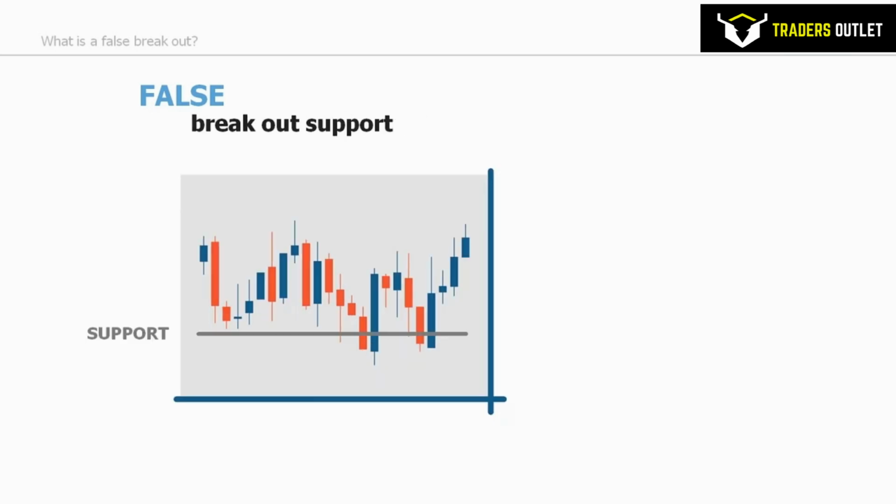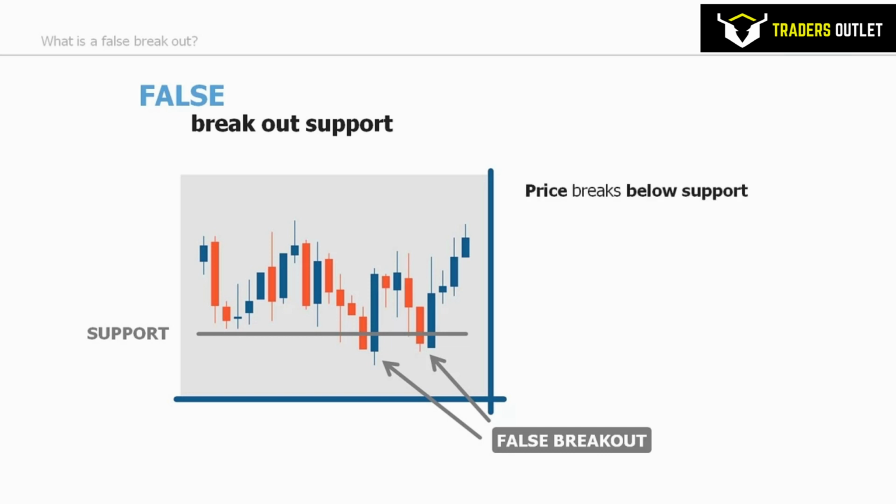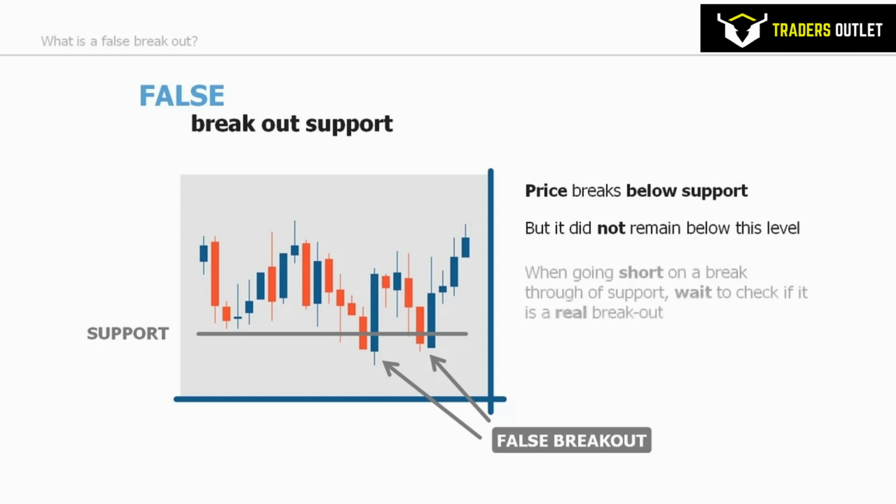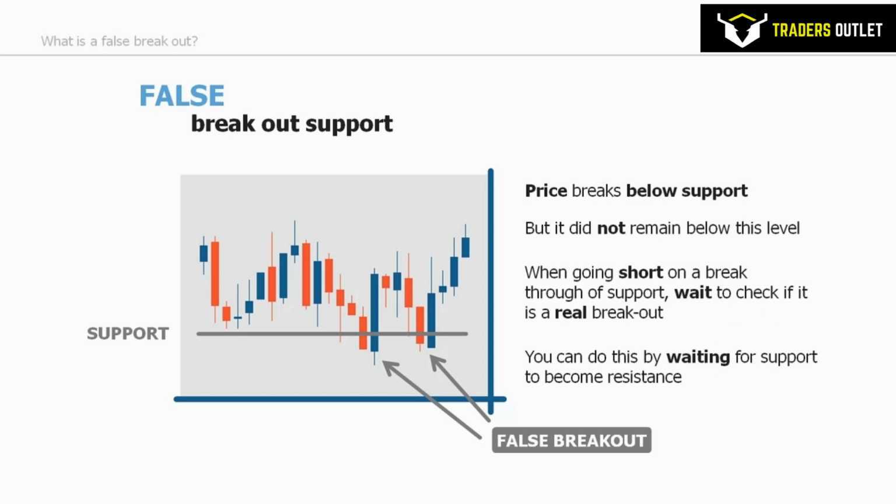As you already guessed, you can also have a false breakout at support. So in this case, the price breaks through support and comes back to this support level again to test it as a new resistance level. But instead of halting at this level, it breaks through again. Therefore, when you want to go short in the event that a support level is broken, you should consider waiting to see if the price breaks out and stays below the support level. The safest way to be sure is to wait until support has become resistance.